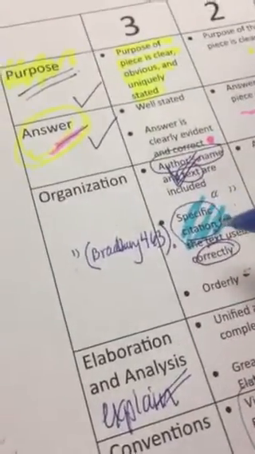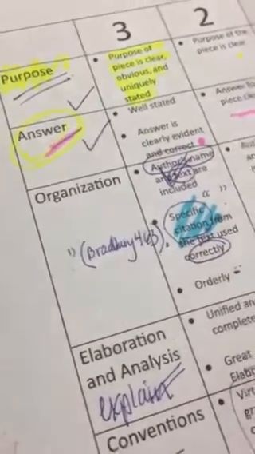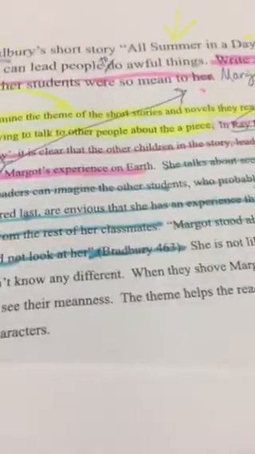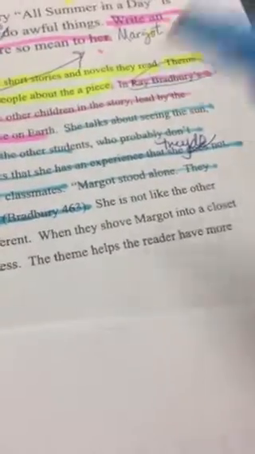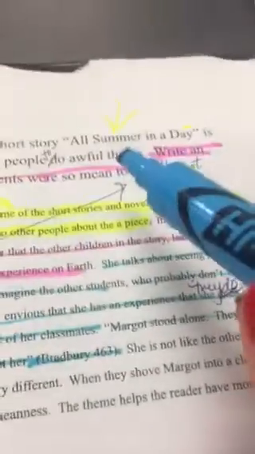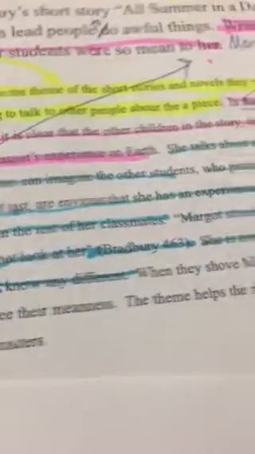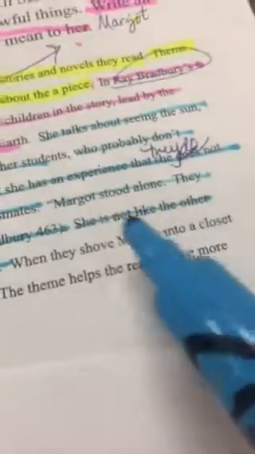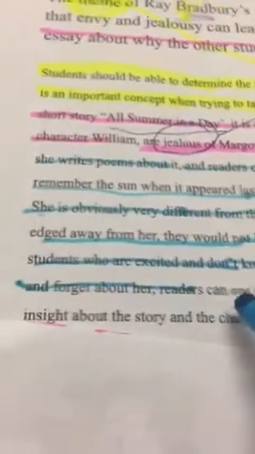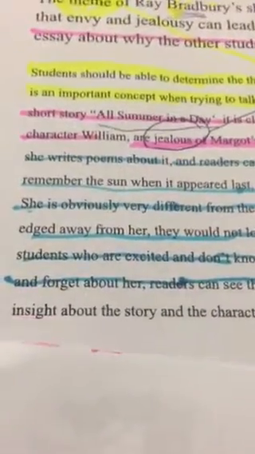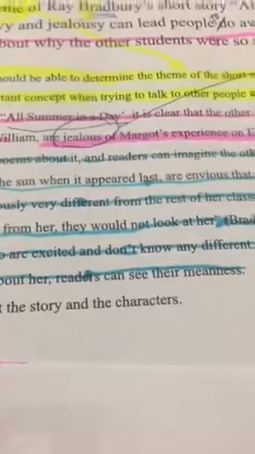If you have any questions, please let me know. I'll be glad to help you with that. So I continue on. Remember, we're answering this question, explaining why they're mean to her. She is not like the other students who are excited and don't know any different. When they shove Margot into a closet, and forget about her, readers can see their meanness.